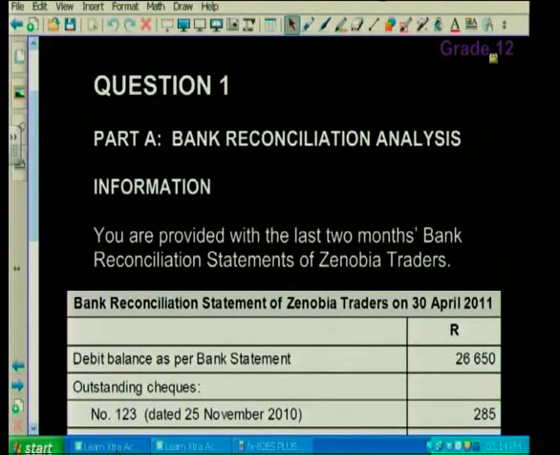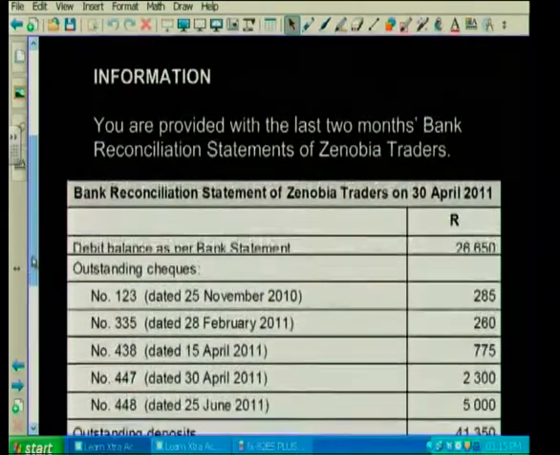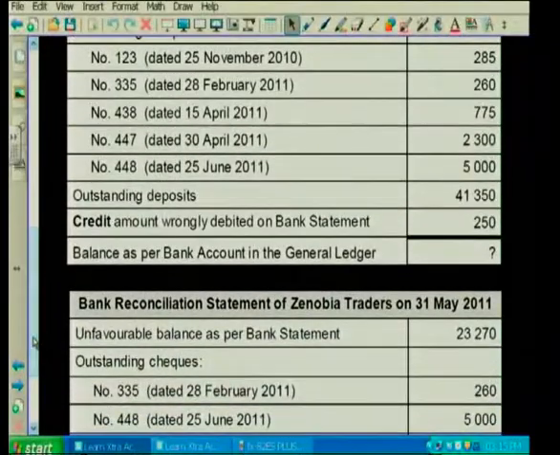So let's get right on and into a question so you can see exactly this is how I approach a question in the exams. So guys, this is the question. You are given a bank reconciliation statement of Zenobia Traders on the 30th of April, as you can see, as well as a bank reconciliation statement for the next month on the 31st of May. In other words, you are given two bank reconciliation statements. Got that? Right. What are we supposed to do?